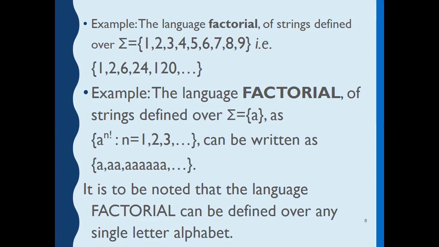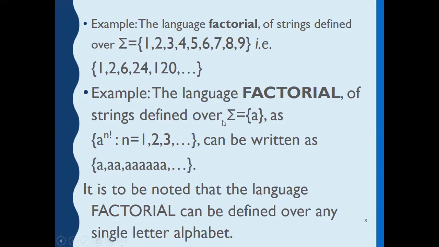So in this language set, we will have the factorial numbers if we are having the alphabet 1, 2, 3 to 9. So we are having the factorial numbers according to this particular alphabet: 1, 2, 6, 24, 120, and so on.